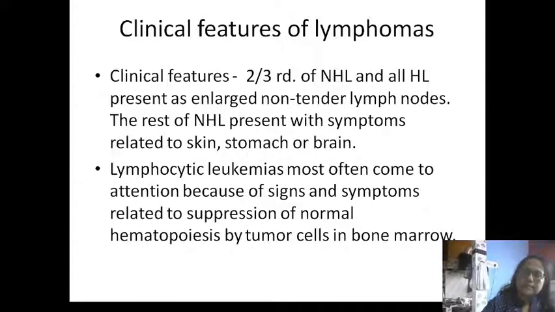it is affected. Now in case of leukemias, lymphocytic leukemias, most often the patient will come with signs and symptoms related to suppression of normal hematopoiesis by the tumor cells in the bone marrow. For example, anemia, thrombocytopenia, leukopenia, recurrent infections and so on.